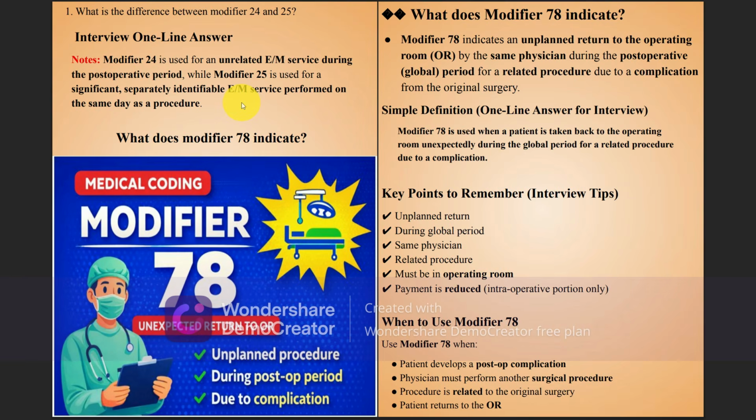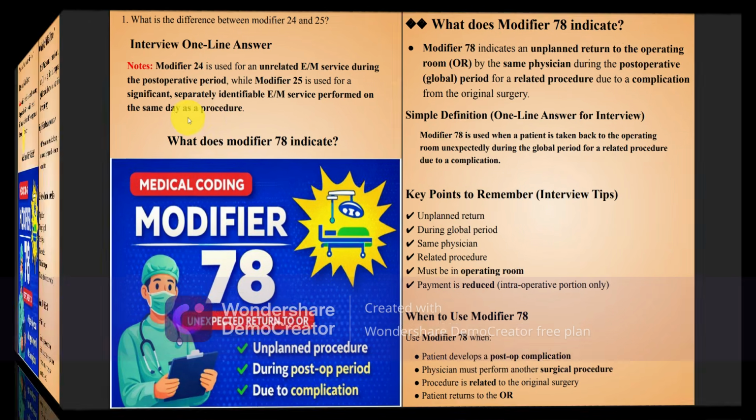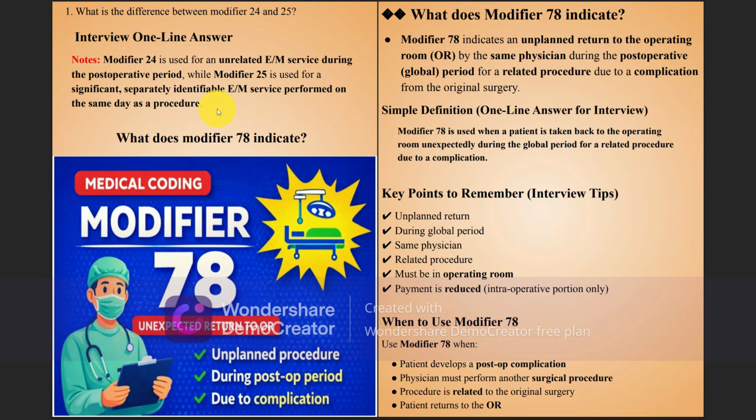Let's discuss the interview one line answer. What is the difference between 24 and 25? One line answer: modifier 24 is used for unrelated E/M service during the postoperative period, while modifier 25 is used for significant, separately identifiable E/M services performed on the same day as a procedure.